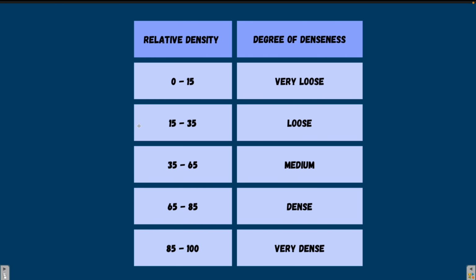Now the last point in this lecture is that when the relative density is between 0 to 15%, the soil is said to be in its very loose state. When the relative density is between 15 to 35, it is said to be in loose state. When the relative density is between 35 to 65, it is medium. When it is 65 to 85, it is dense. And when it is 85 to 100%, it is very dense soil.